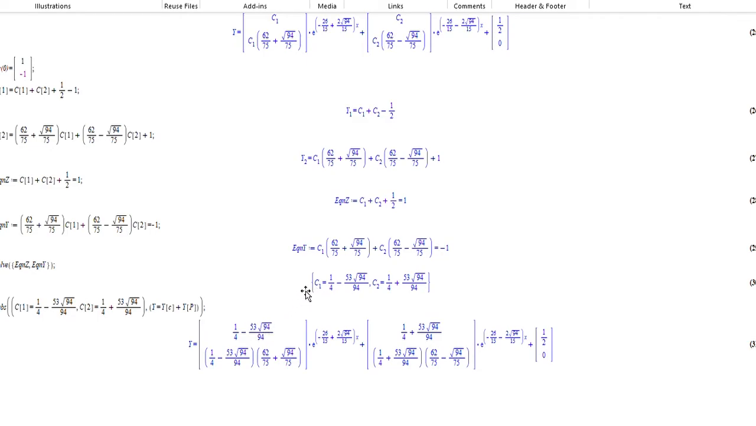Since we know all the values, just sub back to this equation. This part is C1, and this part is C2. That's all from me. Thank you.